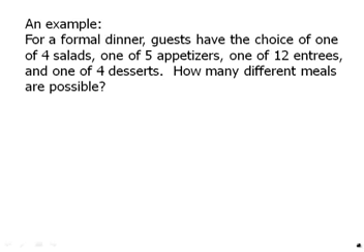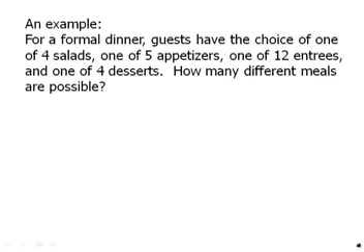So for a formal dinner, guests have the choice of one of 4 salads, 1 of 5 appetizers, 1 of 12 entrees, and 1 of 4 desserts. And so the whole idea is that at any particular dinner chosen, you'll get a salad, an appetizer, an entree, and dessert. So of the meals like that, how many different possible meals are there?